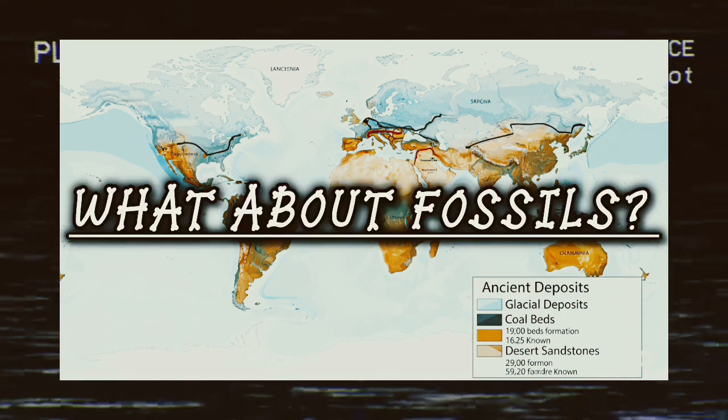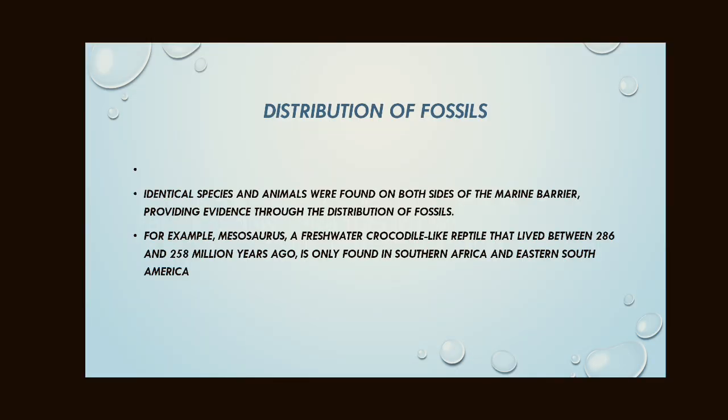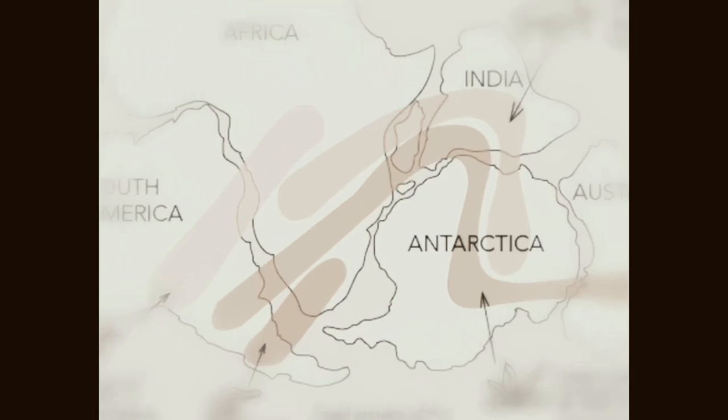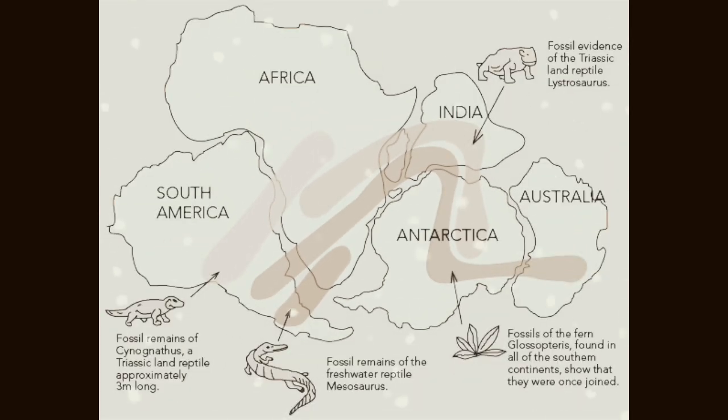Another big piece of evidence came from fossils. Imagine finding the exact same type of ancient plants and animals on continents that are now separated by huge oceans. For example, a small crocodile-like reptile called Mesosaurus, which lived in fresh water, is only found in southern Africa and eastern South America. How could it be in both places if they were not connected? It suggested that they were once a single land.